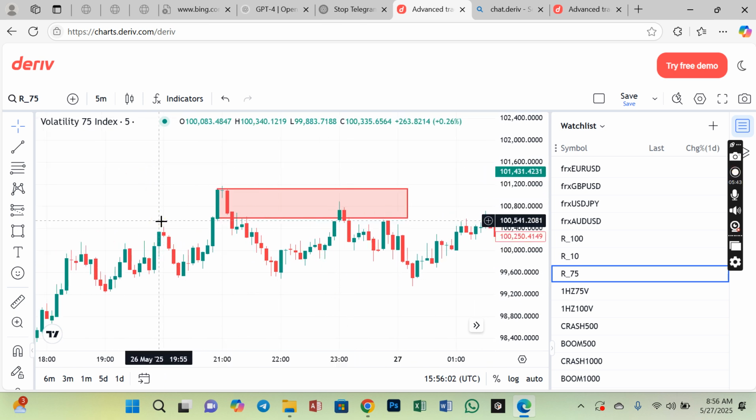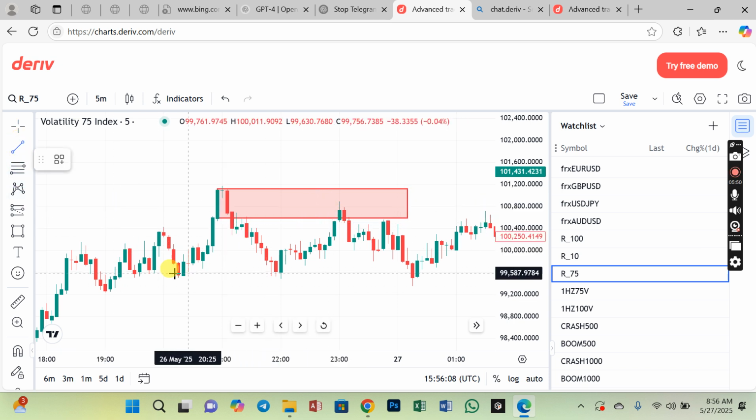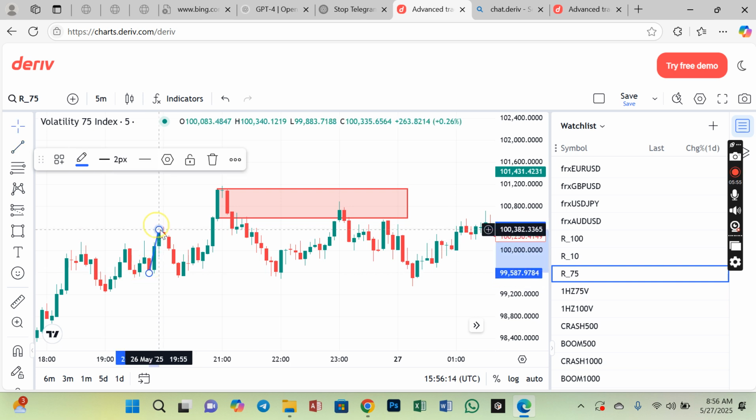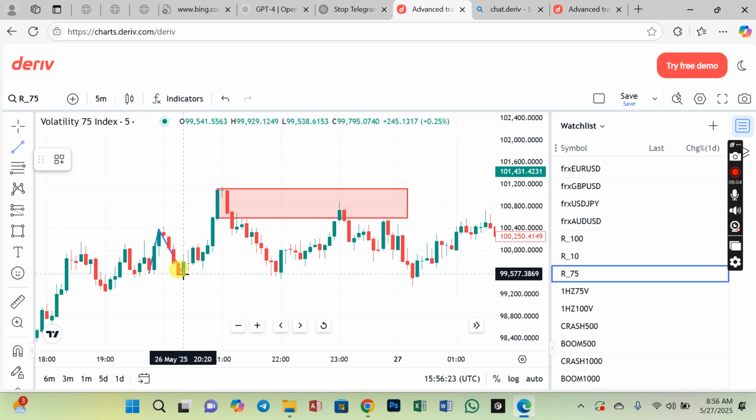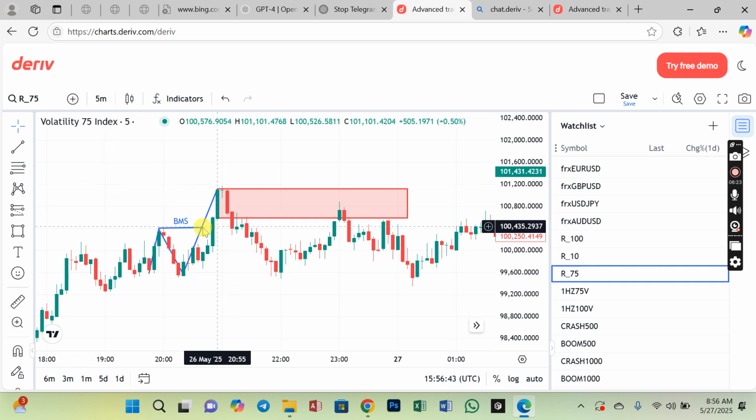The reason why I consider this is because, number one, this is for practice sake, just for us to get that. This is a high, this is a low, and then this is a high. So what do you see here? There is a break of market structure here. There's a break of market structure upward.